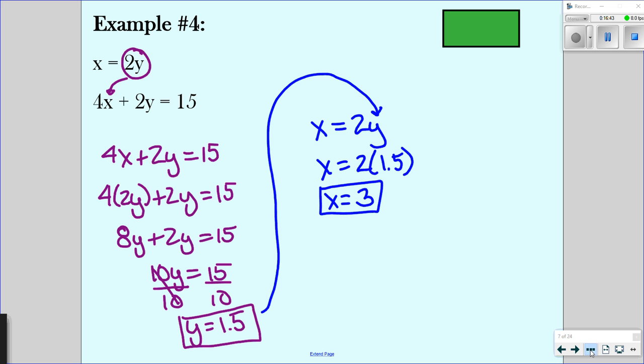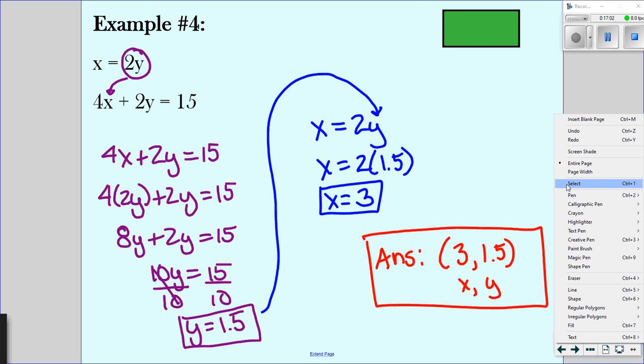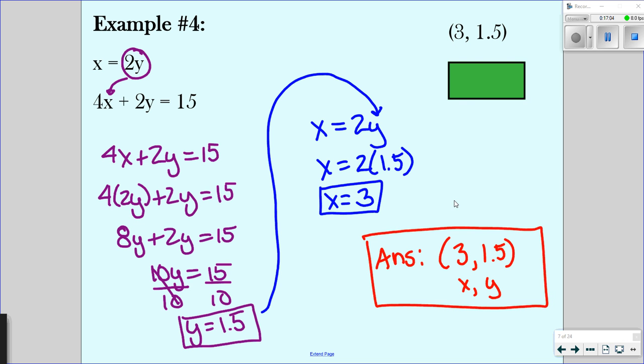And then my final answer will be in coordinate form, x, y, that'd be (3, 1.5). And I'll just put that to remind you that x comes first and then the y. There we go.